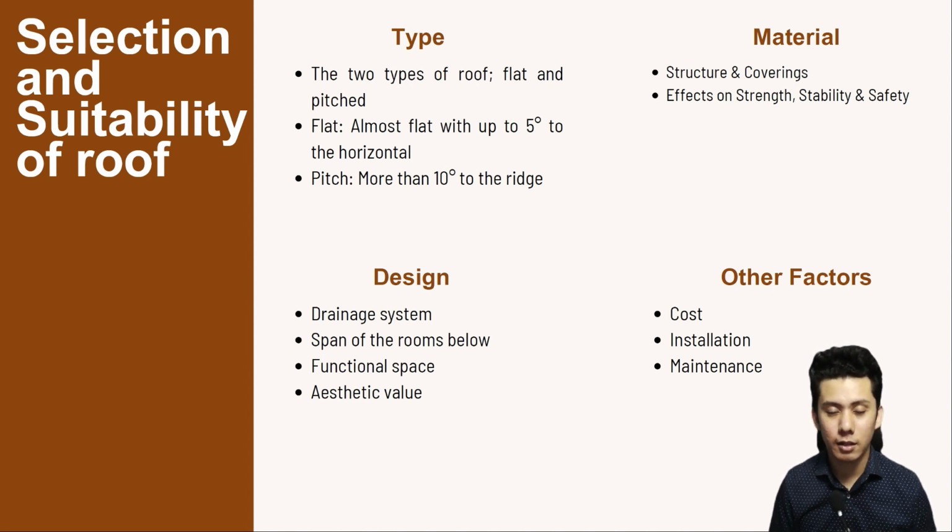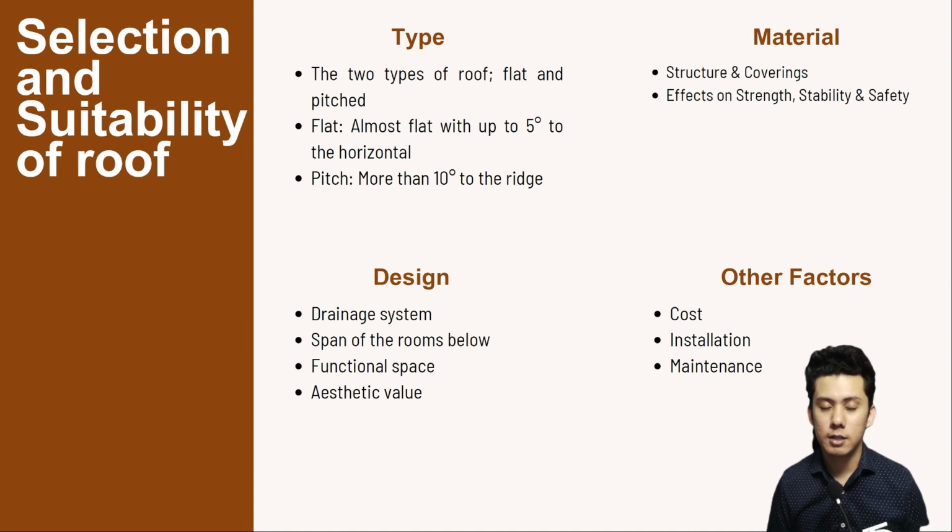So next is the material. The material can consist of two different parts of the roof, which are the structure and the covering. The structure can consist of the ceiling joists, the truss, and also the battens. The commonly used materials are timber and also steel. For the covering, it is the finish or the outer layer that is exposed on the roof. The common materials used are clay tiles, concrete tiles, and also zinc. These different types of material used can affect the strength, the stability, and the safety of the roof.